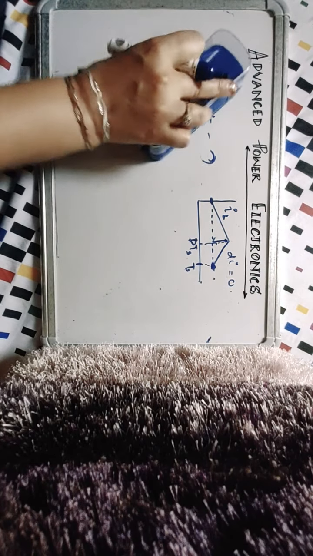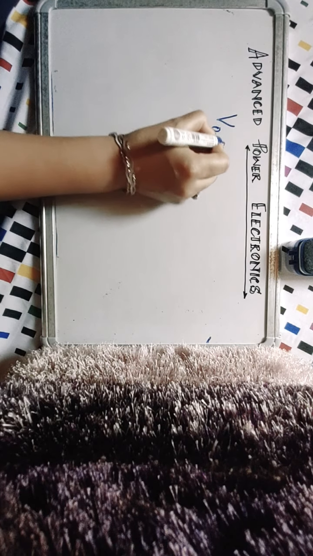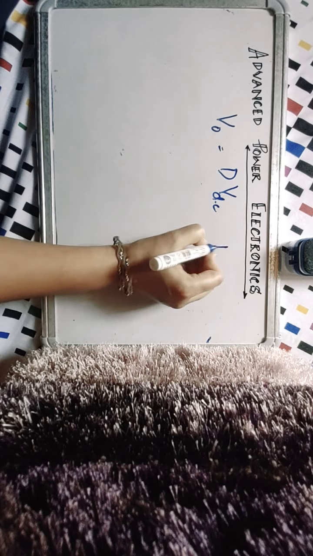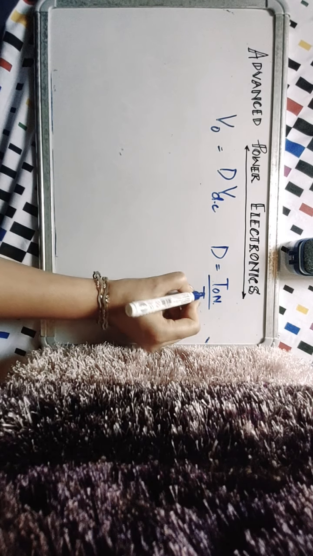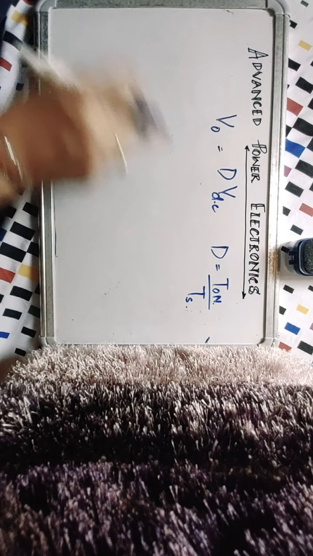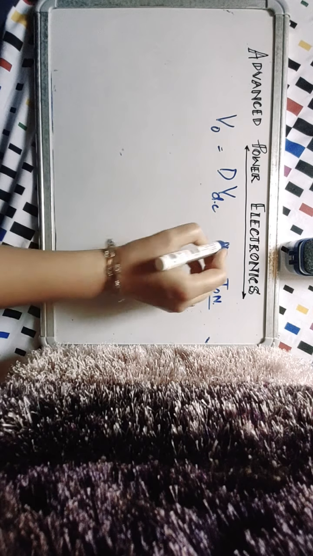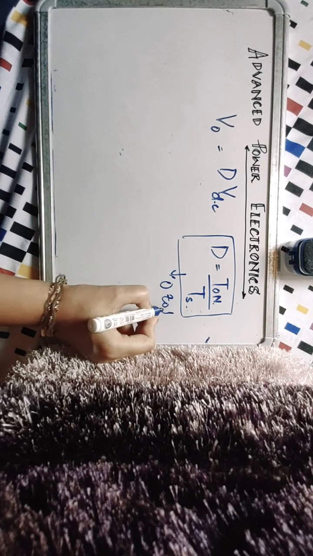So V0 is equal to dVdc means that you are working with a buck converter. V0 is equal to d times VDC, where d is the ratio between on time of the device upon the total switching interval, which is T on plus T off, this TS, and it is obviously ranging between 0 to 1.